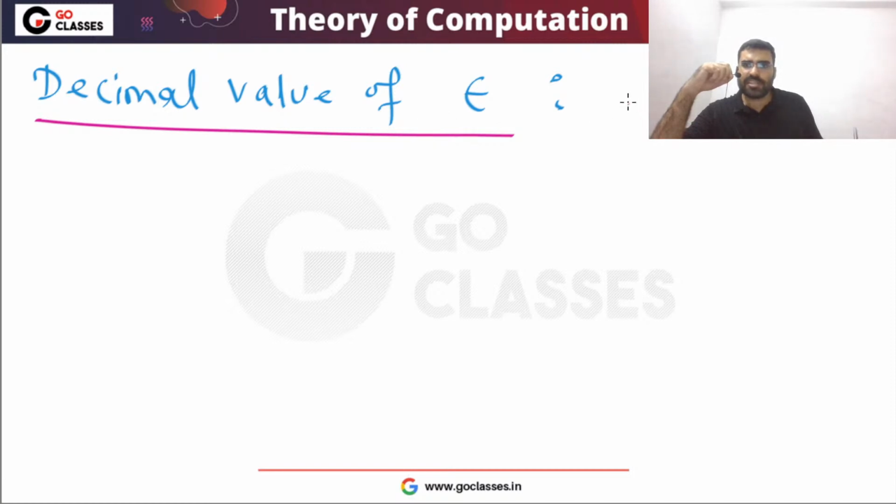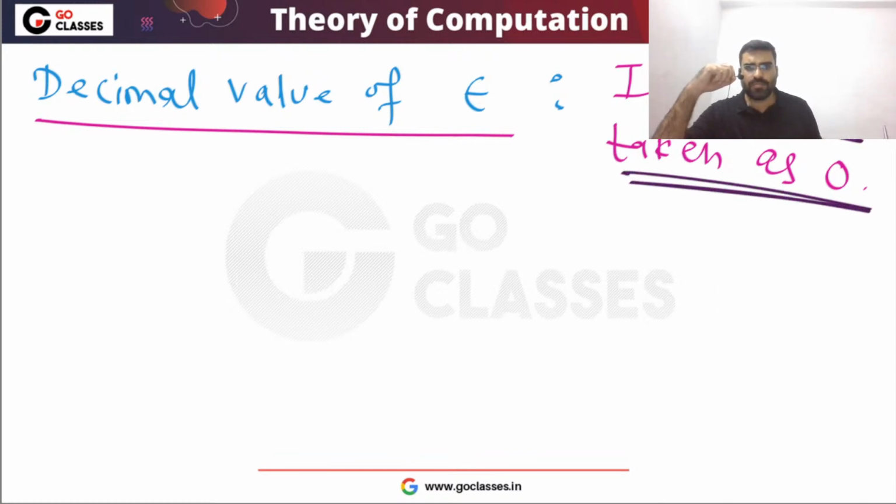So the decimal value of the empty string is generally, by default, taken as 0. Is it clear? Remember, in this type of language, if we don't have any information about the empty string, its decimal value is taken as 0.